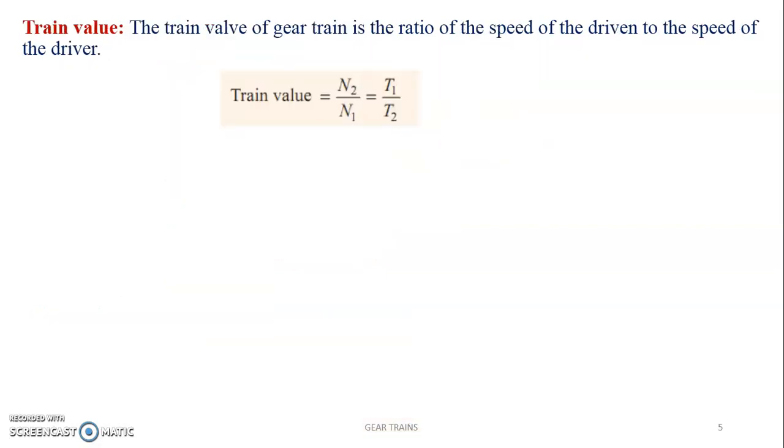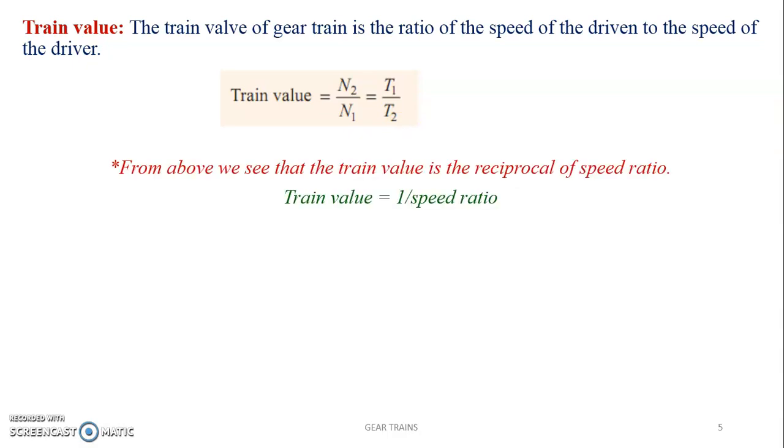Also, one more definition is the train value. The train value of the gear train is the ratio of the speed of the driven to the speed of the driver. So train value is nothing but the speed of the driven divided by the speed of the driver, which is nothing but again the number of teeth on the driver divided by that of the follower. If you observe, this is the reciprocal of the velocity ratio or speed ratio. So from the above equation we can see that the train value is the reciprocal of the speed ratio. So train value can also be written as 1 by speed ratio.